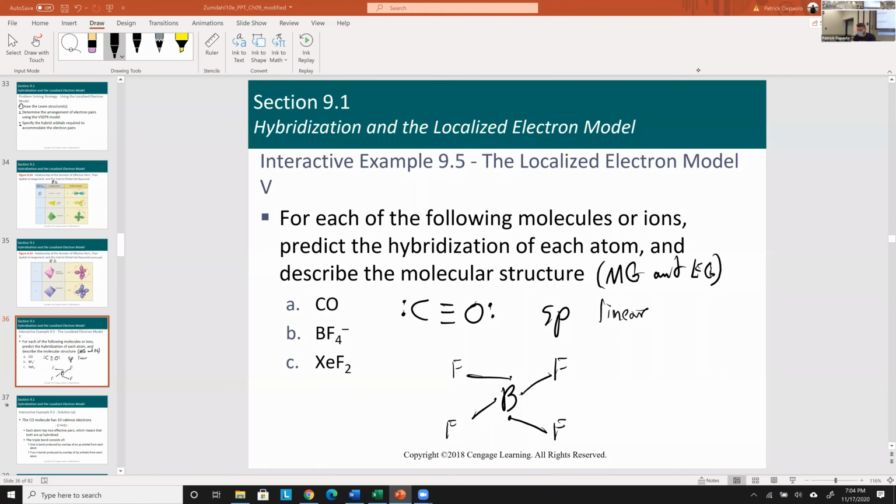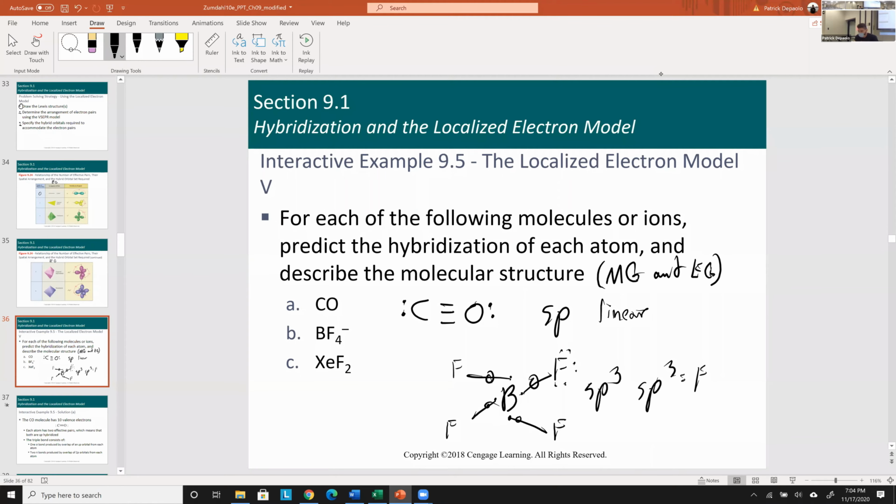So boron, I think Angela said, is going to be sp3 hybridized, right? Because it has 4 electron groups. And the fluorines, what about them? And yes, tetrahedral. What about the fluorines? What hybridized are they? Good. sp3 also. Good.